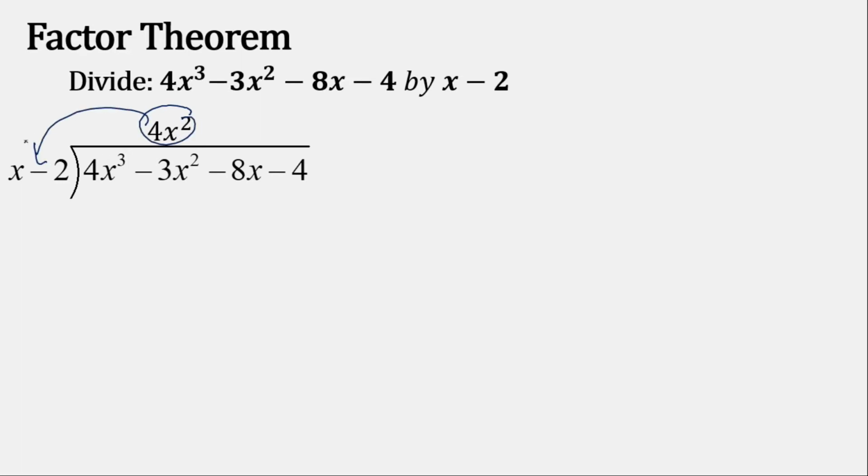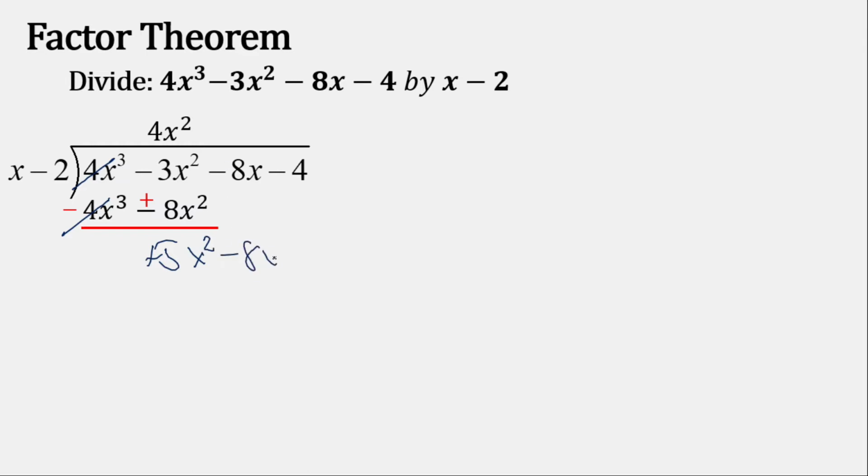4x squared times x is 4x cubed. Then 4x squared times negative 2 would be negative 8x squared. Now let's subtract by changing the sign and proceeding to addition. So we cancel this out, and this one will have 5x squared. Then we need to bring down 8x. So we have this as our new term to be divided.